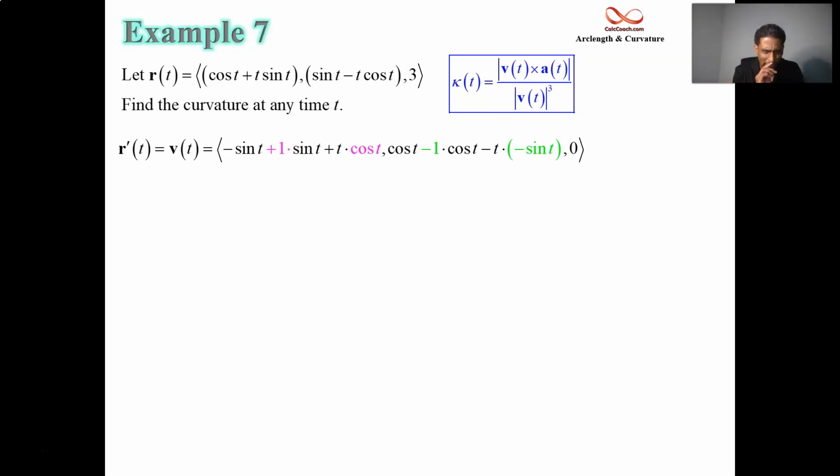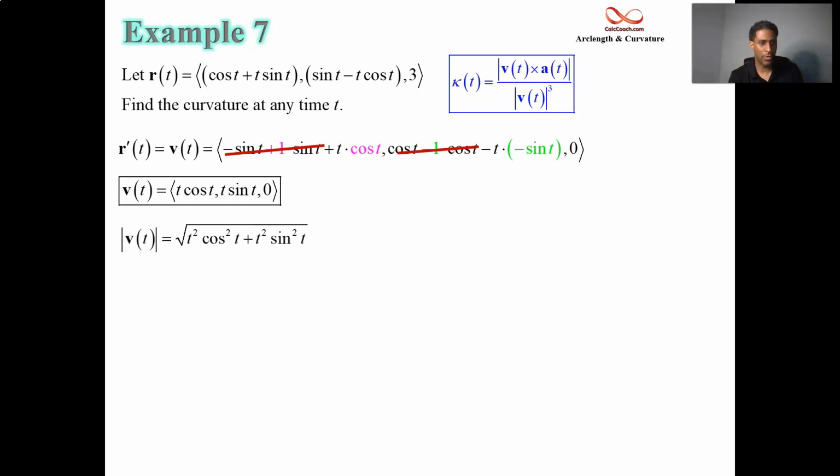Can you see what's happening in the I component? Look at the first part. We have negative sine t and plus sine t. In the J component, cosine t and then minus cosine t. So it works out nice. It simplifies to be t cosine t for the I component, positive t sine t for the J component, and a 0. All right, that's the velocity vector.